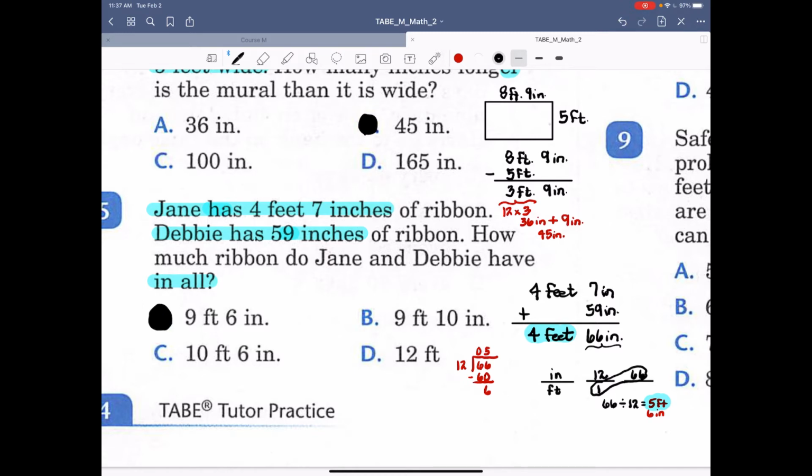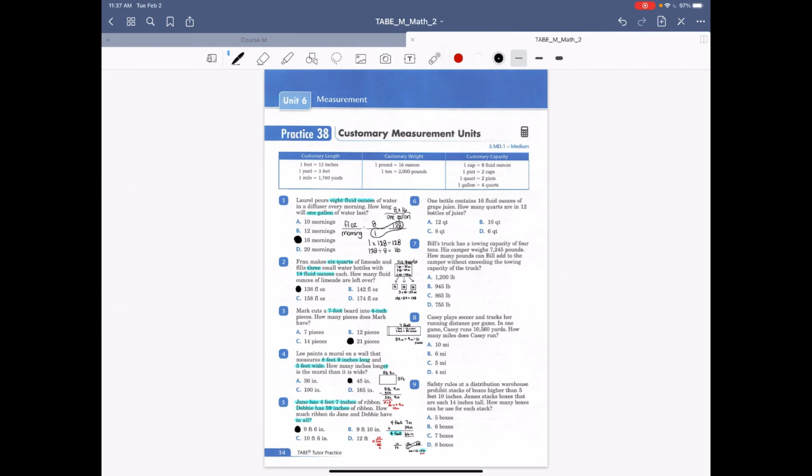So you may have to convert from smaller units to larger. You may have to convert from larger to smaller. It just depends on the problem. All right, number 6.